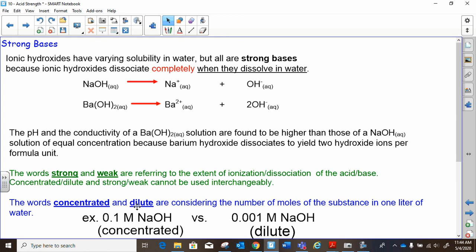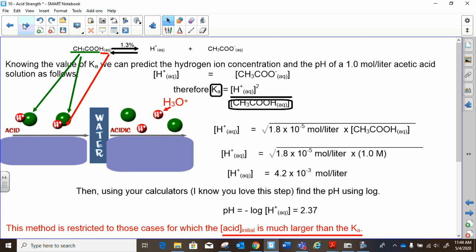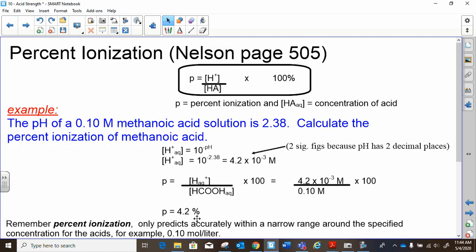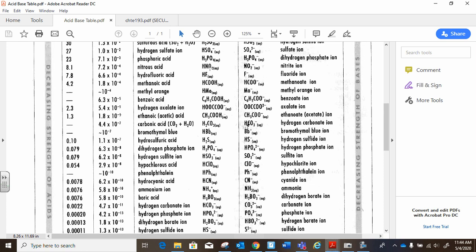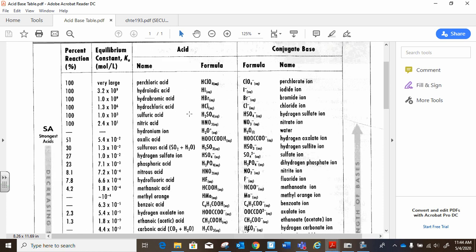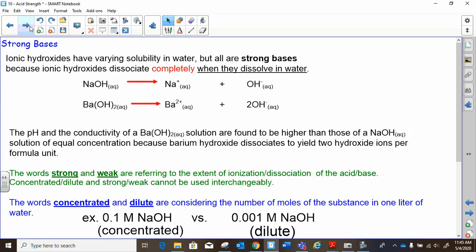Okay. Your textbook also wants to make sure, as do I, that you differentiate between strong and weak and concentrated and dilute. Strong and weak tells us how much of it breaks apart. So for us to say that in methanoic acid, only 4.2% breaks apart, that's a weak acid, okay? But if we look at something like hydrochloric acid, and it has 100%, that's a very strong acid, okay? So strong and weak tells us how much it breaks apart, how much it ionizes.